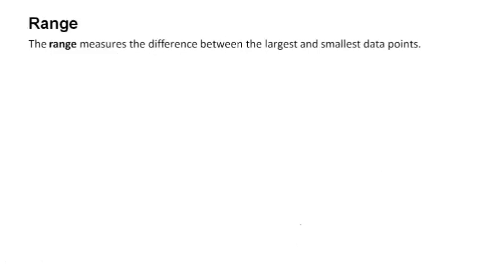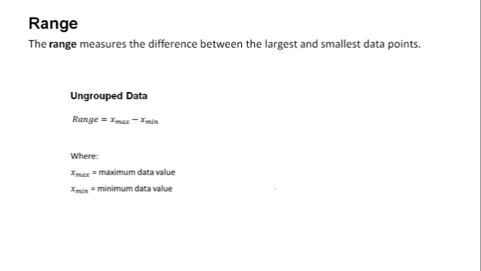So next one is the range. Range measures the difference between the largest and smallest data points. So for the ungrouped data, the range is the difference between the maximum value of the data point minus the minimum value of the data point.